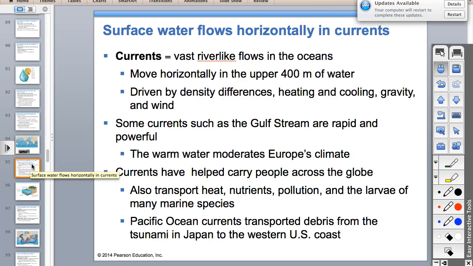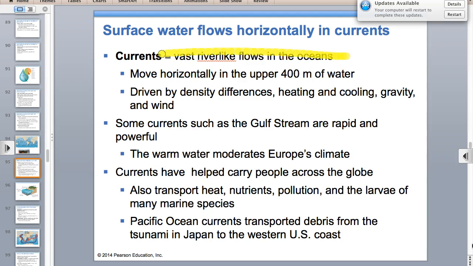Whee! So currents, that's what I just showed you with those little black arrows. They're these rivers of water that move the water around. Some currents are really strong, like the Gulf Stream. They're going to transport heat, nutrients. They're going to help marine species move.